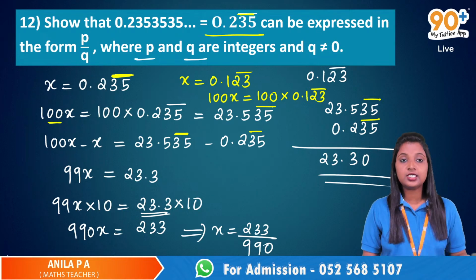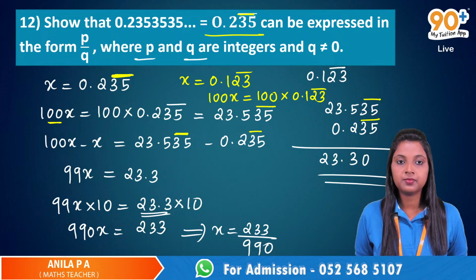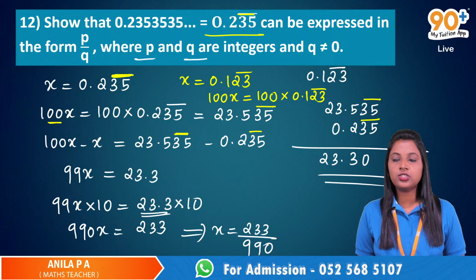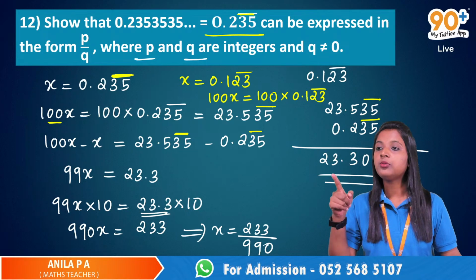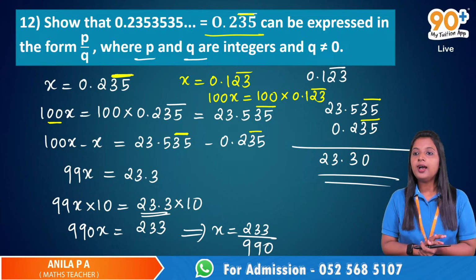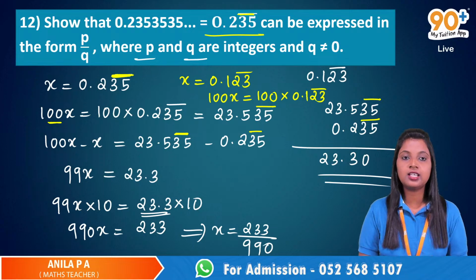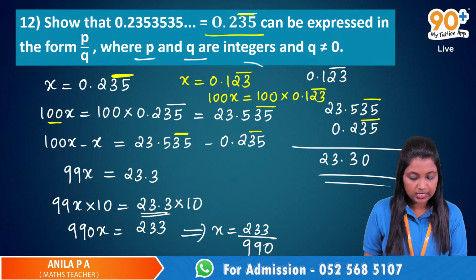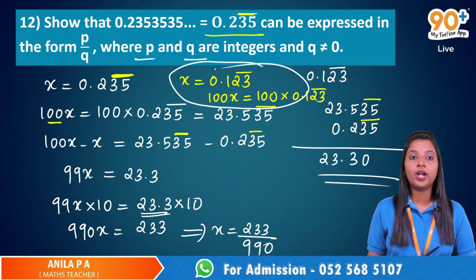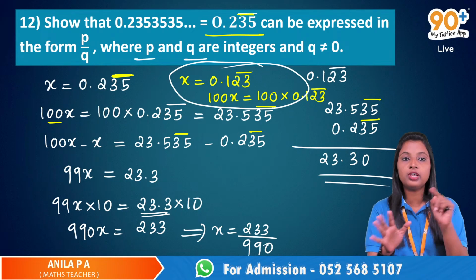Any other raised hands, ma'am? No one. One more was there. That's it. This is how you solve this. So if x is equal to 0.123 bar and this bar is only over 2, 3, follow the same steps.